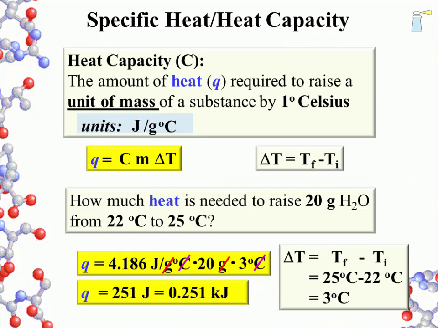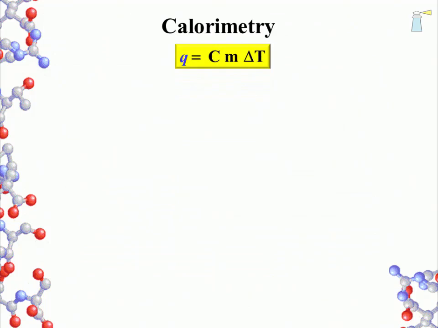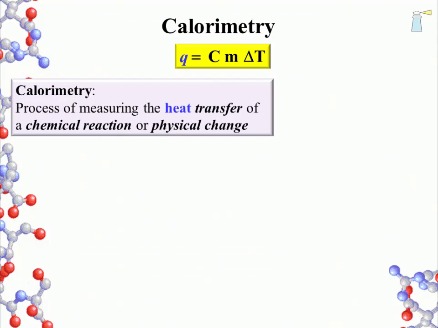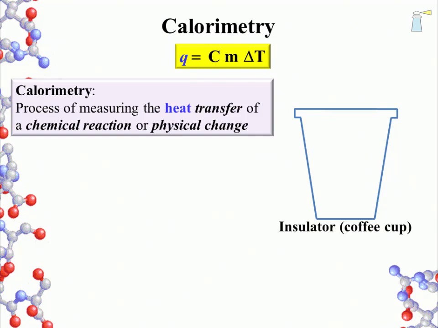A final topic takes this heat equation to a lab setting. It deals with calorimetry. That is the process of measuring the heat transfer of a chemical reaction or a physical change. Melting is a physical change. There are extremely sophisticated calorimeters, and some that are not so sophisticated. Pictured here is what is called a coffee cup calorimeter. It is a styrofoam cup. Styrofoam is an insulator. It, to a reasonable degree, prevents heat from going into or coming out of a cup. Add a lid, and it is a short-term, isolated system.